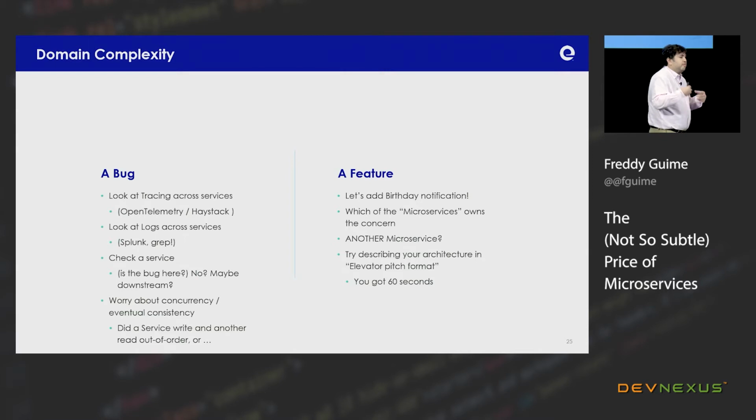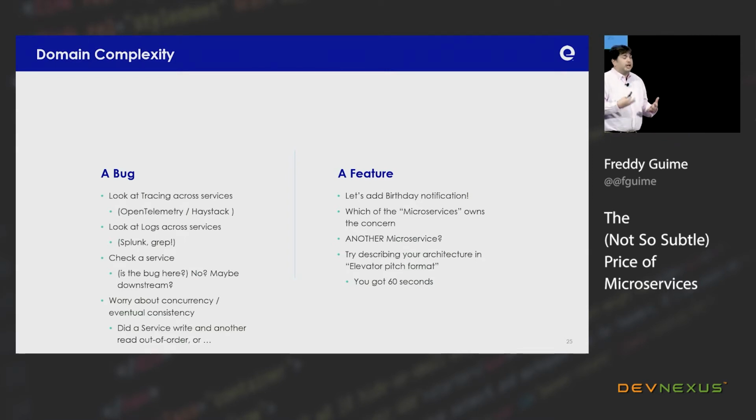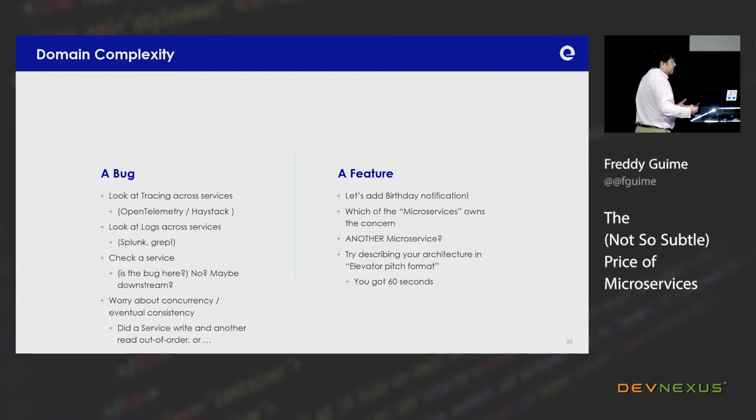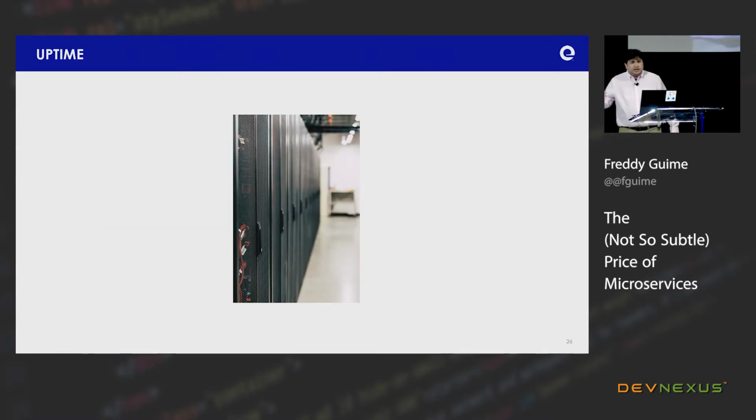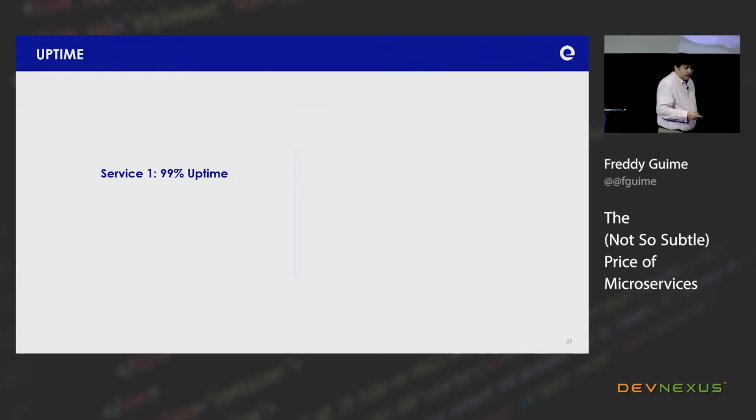So the thing is that even if you're new, or even if you're bringing somebody new, or if you've been at this for a long time, it's very hard to understand. Simpler systems are easier to debug and are easier to add features to, and that is another part of the price, one of the hidden costs of doing microservices, right? The next one is about uptime. We have a service. It has 99% uptime, right?